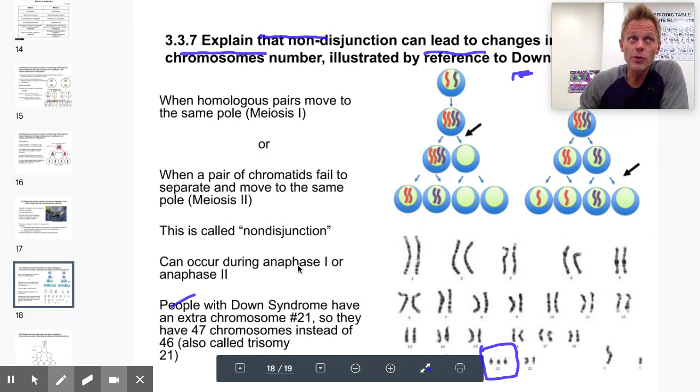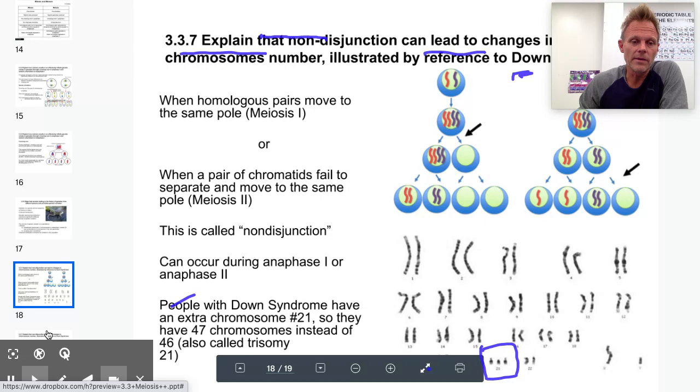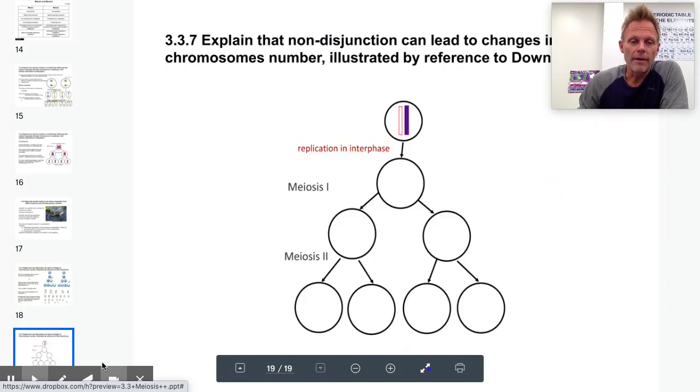And there's two ways it can happen in non-disjunction. So let's go ahead and look at those. So I have a little diagram here so we can illustrate those.